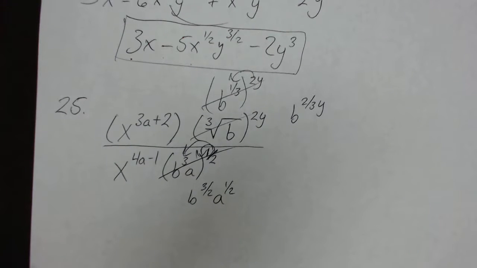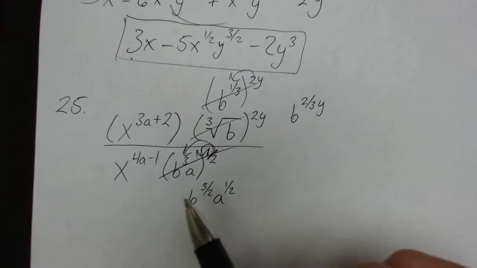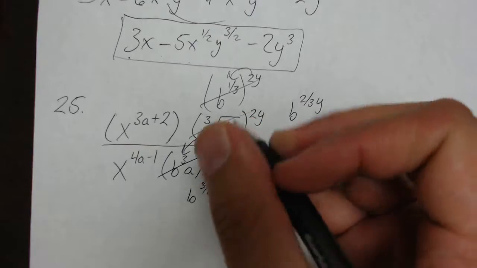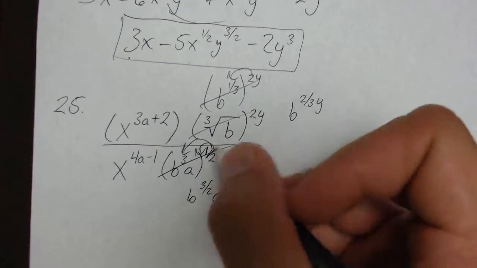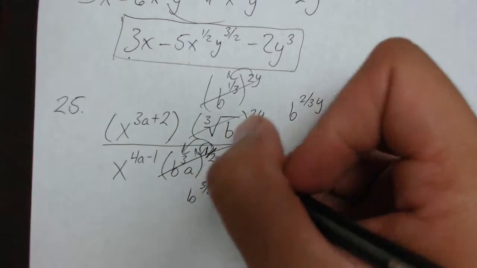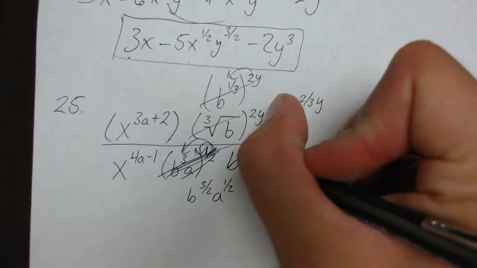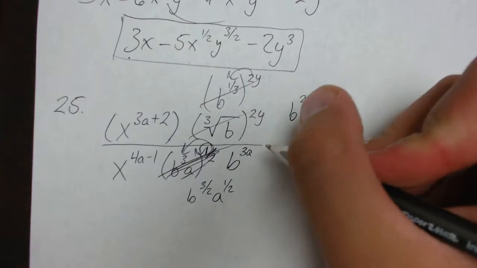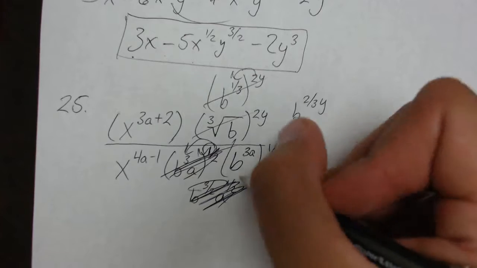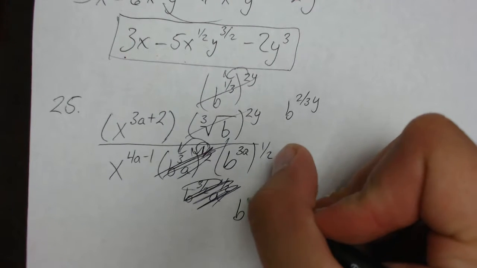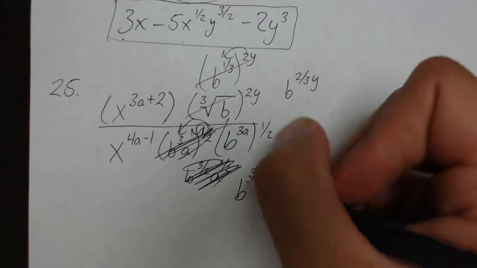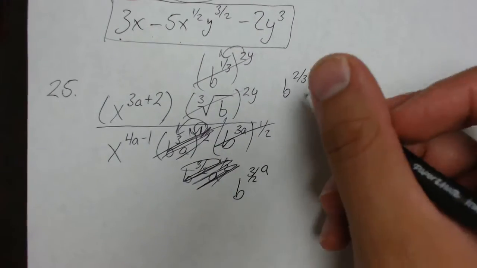Well, wait, sorry, hold the phone. I copied this problem down wrong. So let's redo this section very quick. This isn't b to the 3rd power times a. It's actually supposed to be b to the power of 3a. So this is wrong. So we have b to the power of 3a times the 1/2, which gives us b to the 3/2 a power. So that's the correct value down here.